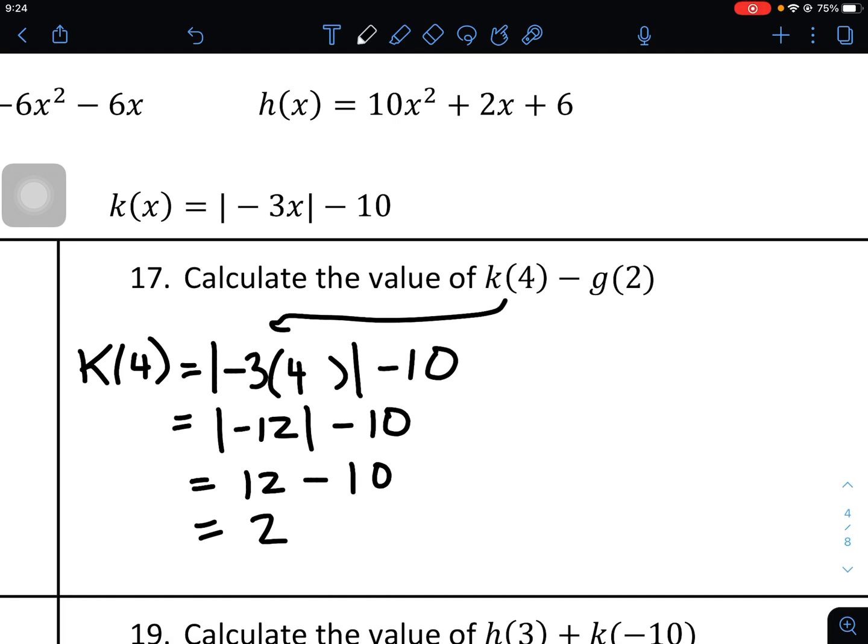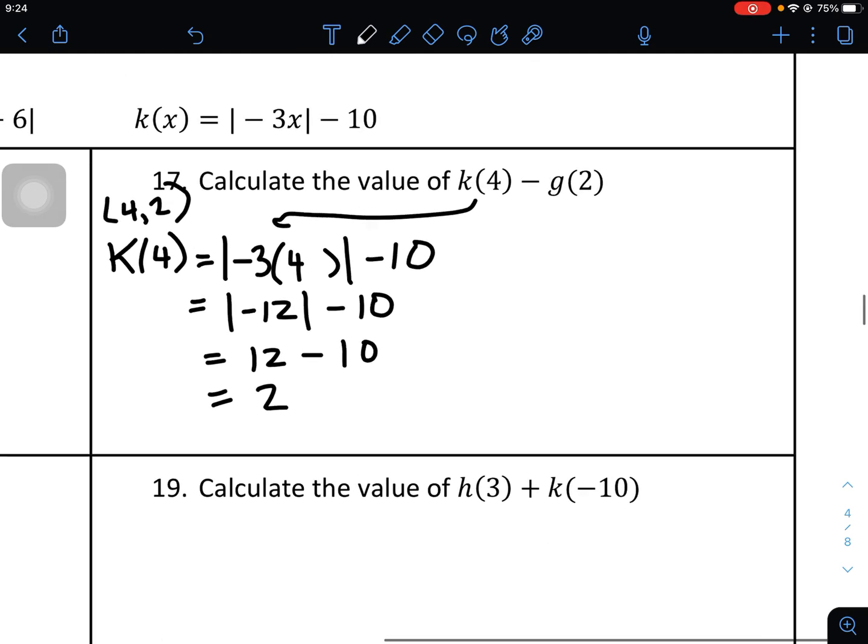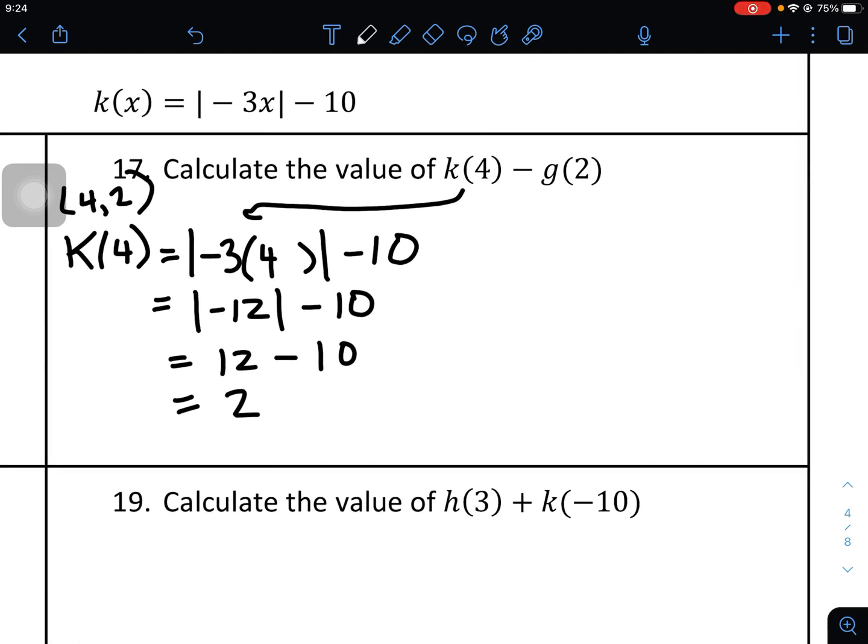If I were to write that as an ordered pair, remember the x value was 4. We substituted x with 4, and the y value, the output, was equal to 2. That's not what we're solving for, but keep in mind that that's exactly what's happening.